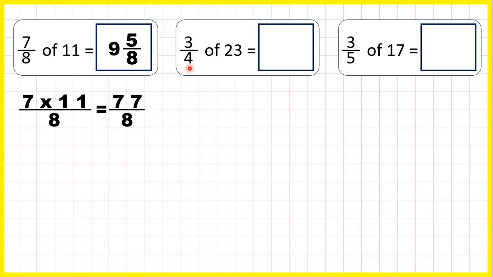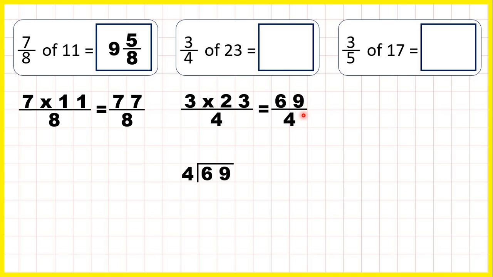Now we need to find 3/4 of 23. We can't divide 23 by 4 without getting a remainder, so instead we're going to multiply 3 by 23 and then divide by 4. 3 times 23 is 69, so we have 69 over 4, and if we want to change that back to a mixed number, we need to work out 69 divided by 4. 6 divided by 4 is 1 remainder 2. 29 divided by 4 is 7 remainder 1, so the remainder is our numerator and the denominator stays the same. So 3/4 of 23 is 17 1/4.